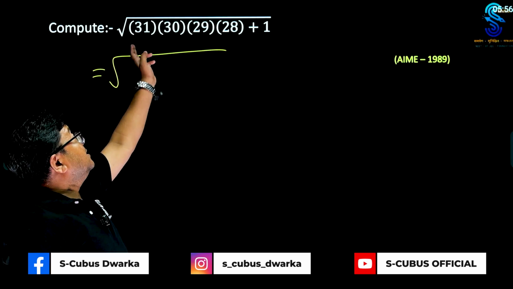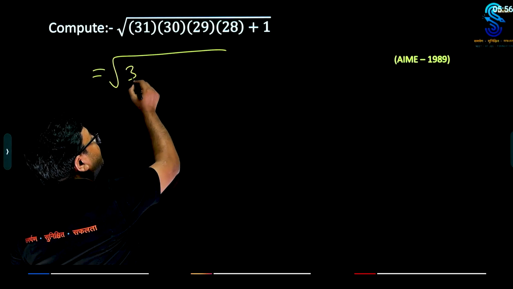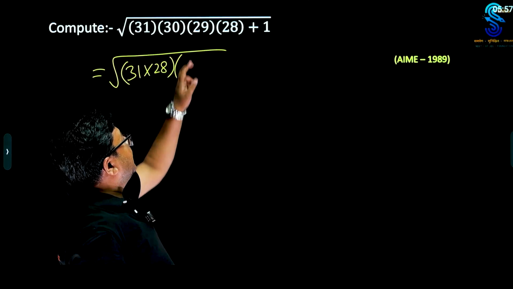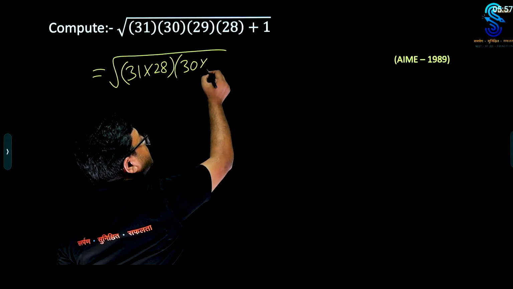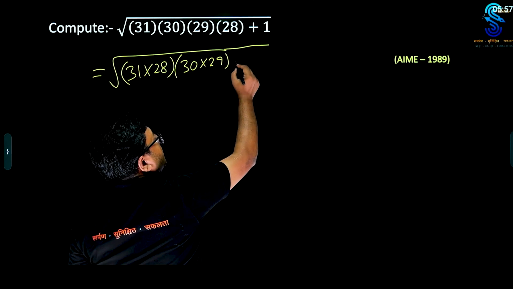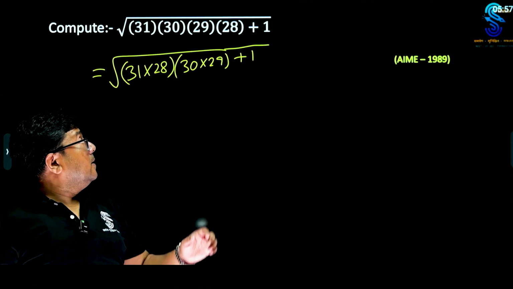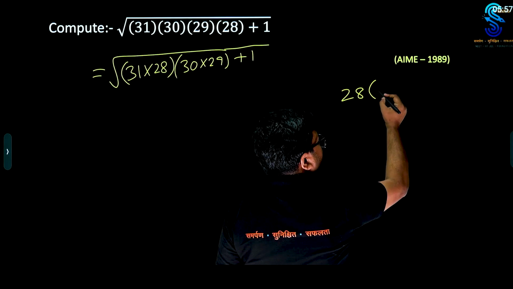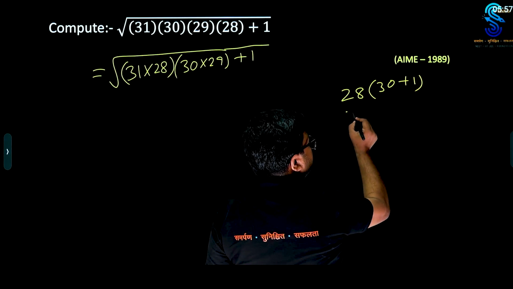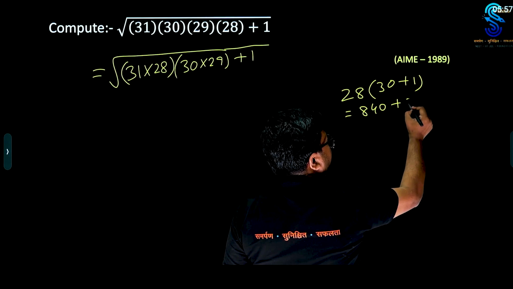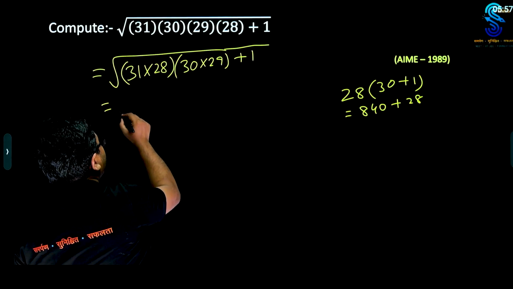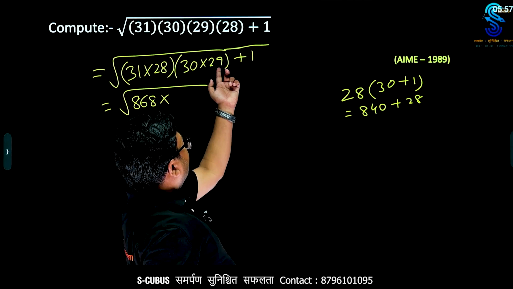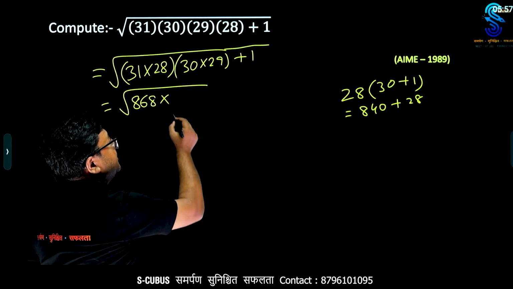We are pairing the largest with the smallest. 31 into 28, and the rest, plus 1. Now 31 into 28, you can easily find out, 28 into 31. So it is 840 plus 28. So it comes to be square root of 868 into, obviously 29 into 3 is 87, so 870.